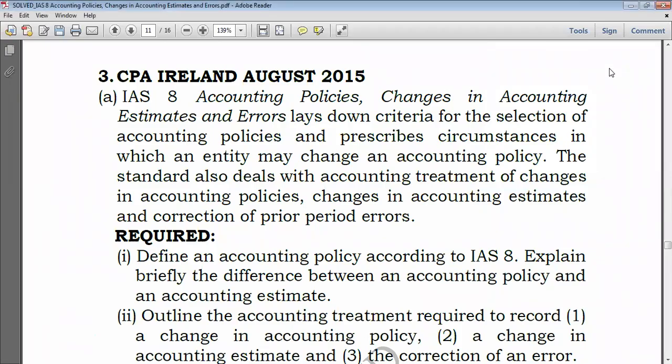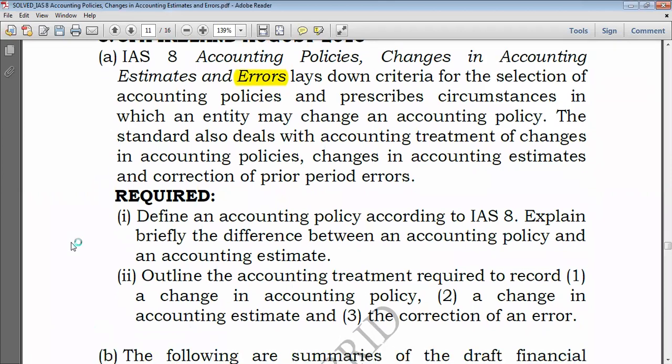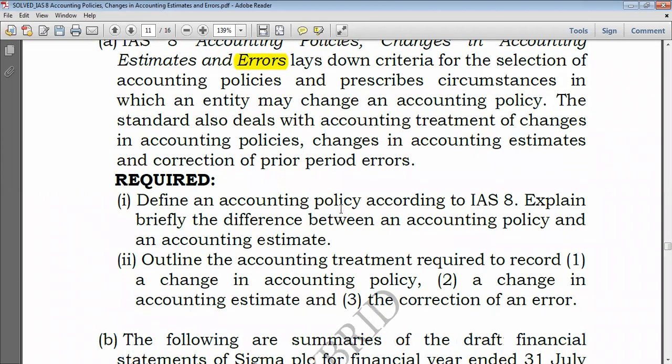Right, guys, now let's finish up with the last example on IAS 8, but this time around we'll deal with prior period errors. The question will be centered on prior period errors. Now, as usual, the beginning of the question will ask questions that are actually explained in the notes. You can just refer to the notes here, defining accounting policy, difference between accounting policy and accounting estimate.